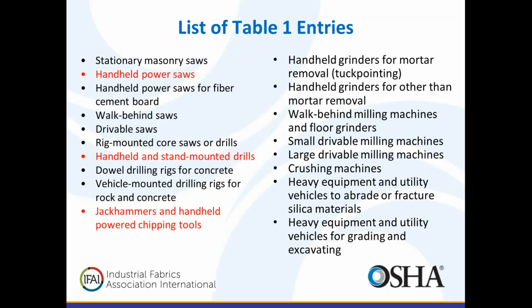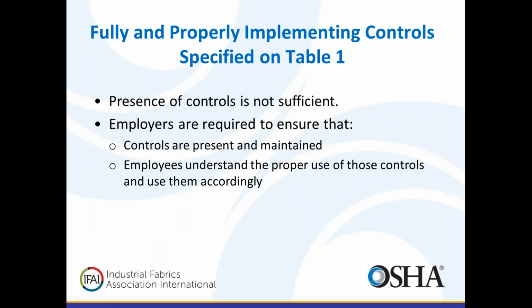Okay, here's a list of the 18 different procedures or tasks that are listed in Table 1. I have highlighted in red the ones that I think might be pertinent to your industry. Not everything in the world is listed there. If you have something that's not listed, there are options, which we'll talk about in just a minute. Like I mentioned earlier, this is really important: just using the right types of tools is not enough. You have to make sure that the tools are maintained properly and that they're functioning properly.